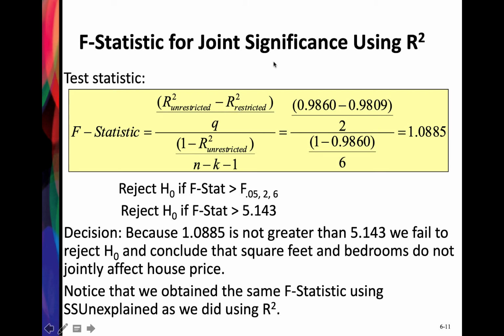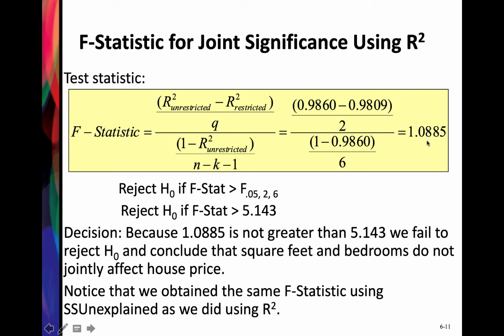In this case, again, it's flip-flopped because this needs to be positive, and the R squared unrestricted explains more of the variation of housing price. It should be larger. The R squared restricted should be smaller, so that's why it's flip-flopped from the sum of squared unexplained version of the test. So 0.9860 minus 0.9809 divided by 2, which is Q, and then 1 minus, again, this 6 comes from the unrestricted model, and we get the same number.